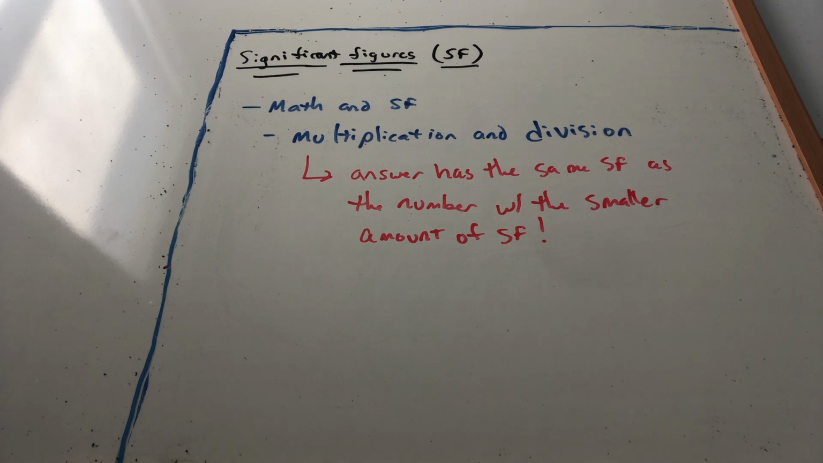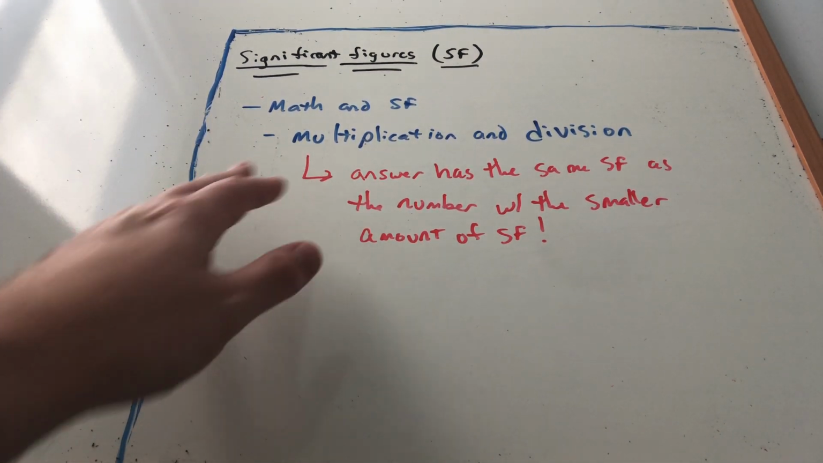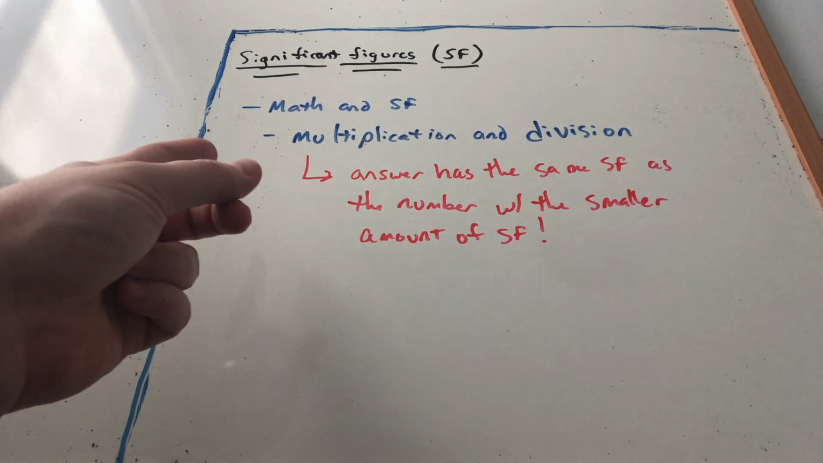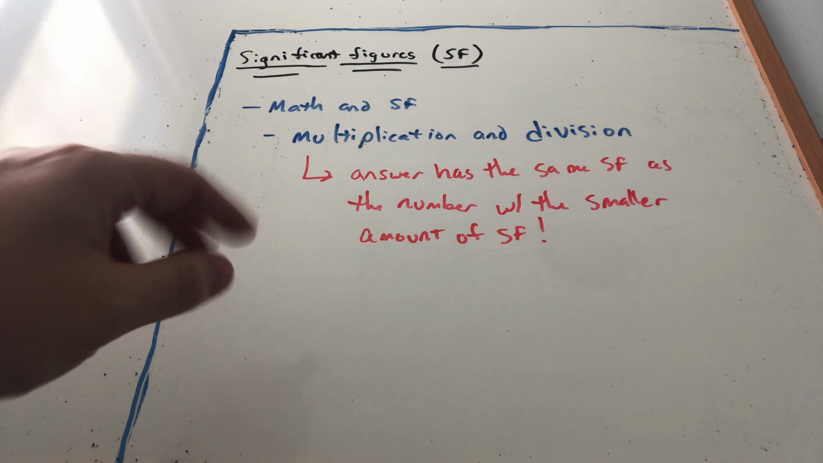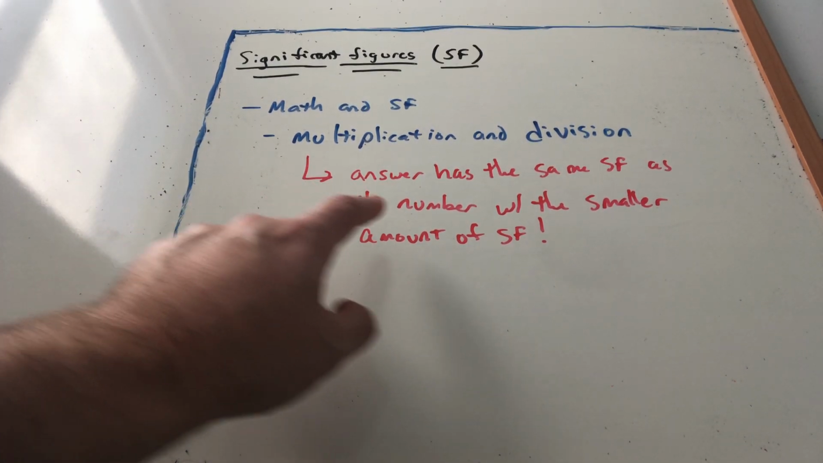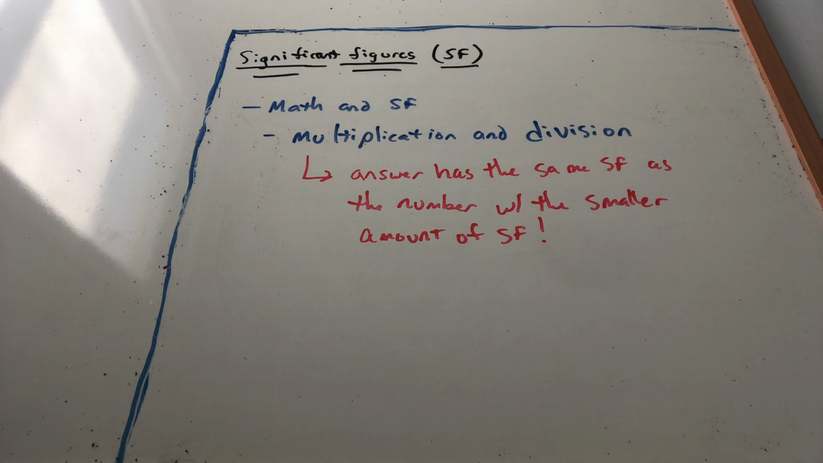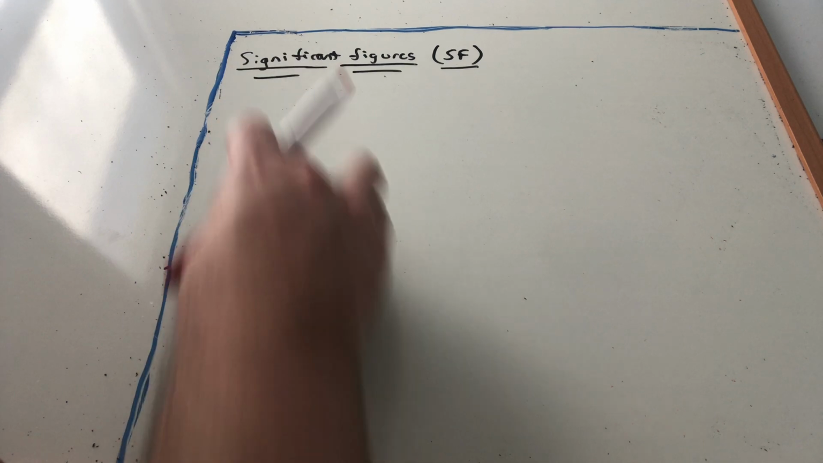Don't confuse the rules. Once you learn this rule, students have an easier time getting comfortable with it. Do not use this rule for addition and subtraction. This only applies for multiplication and division. One more time, addition and subtraction, it's about decimal place. Multiplication and division, it's about number of significant figures. So just to show you what we mean here, let's do an example.